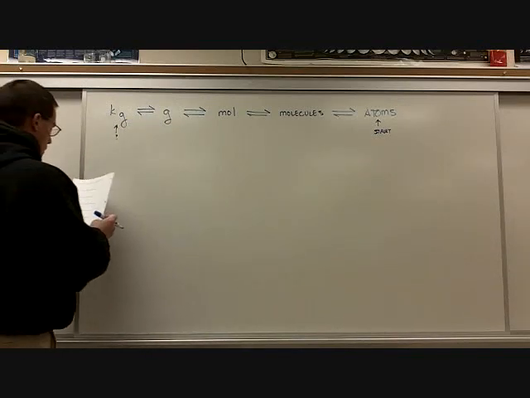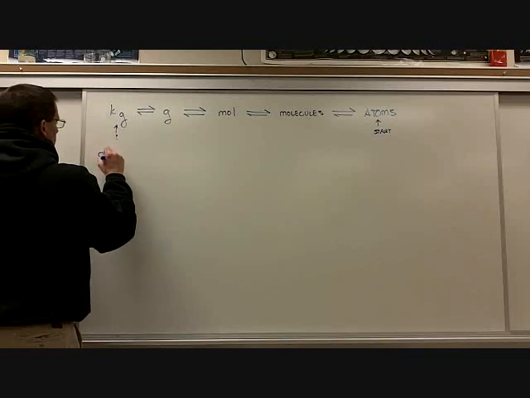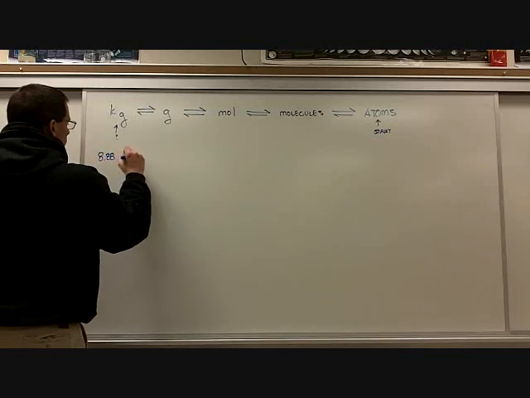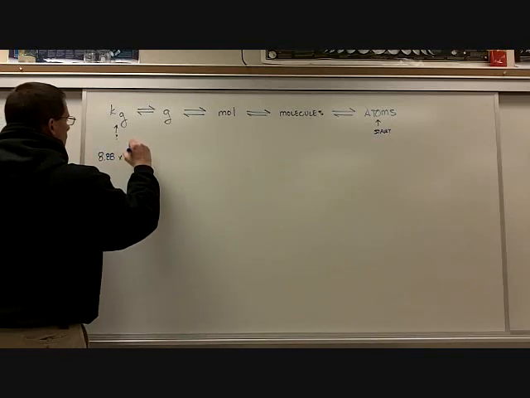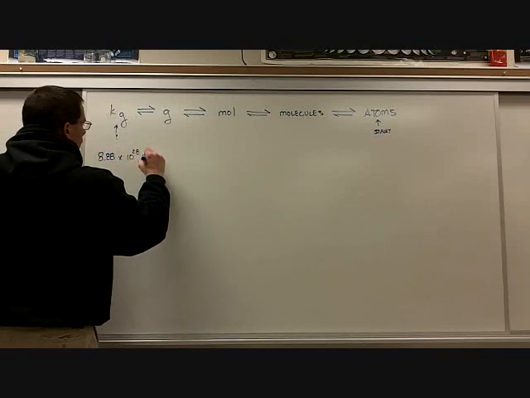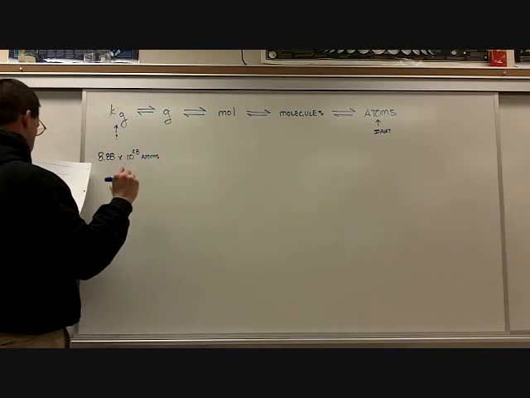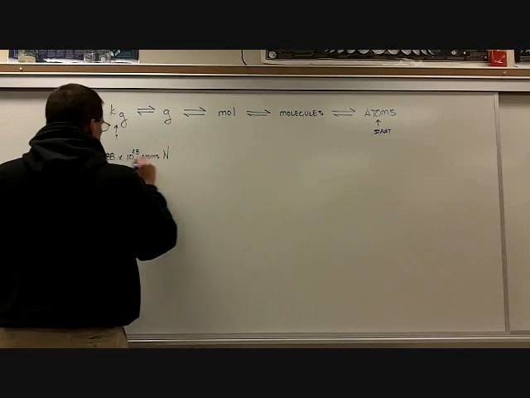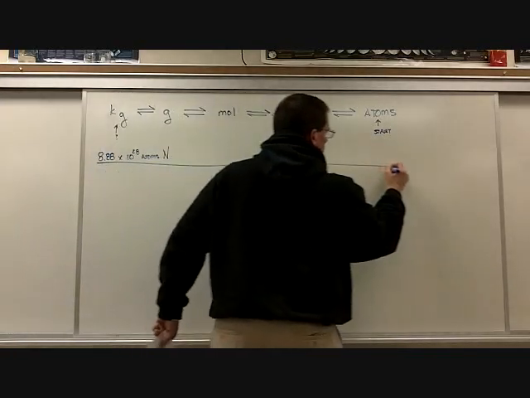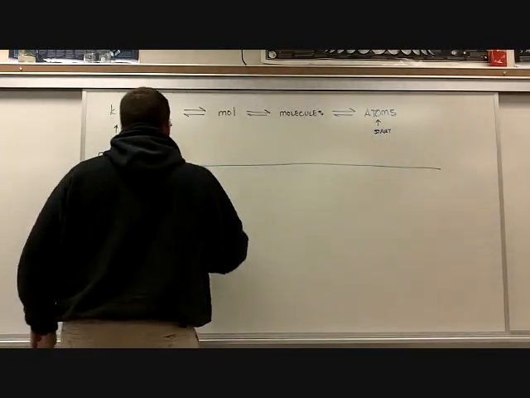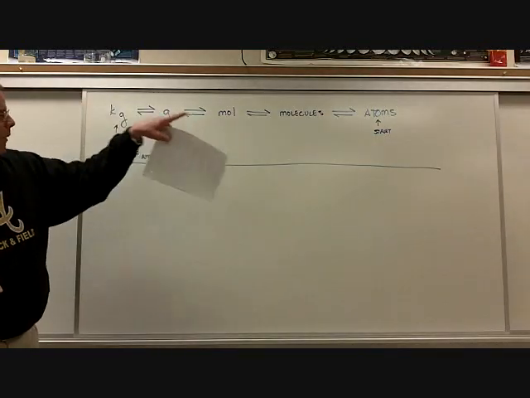So let's start off with what we know. We have 8.88 times 10 to the 28, and that's atoms of nitrogen. Maybe we'll make it there. Okay? So we're going to go from atoms to molecules.